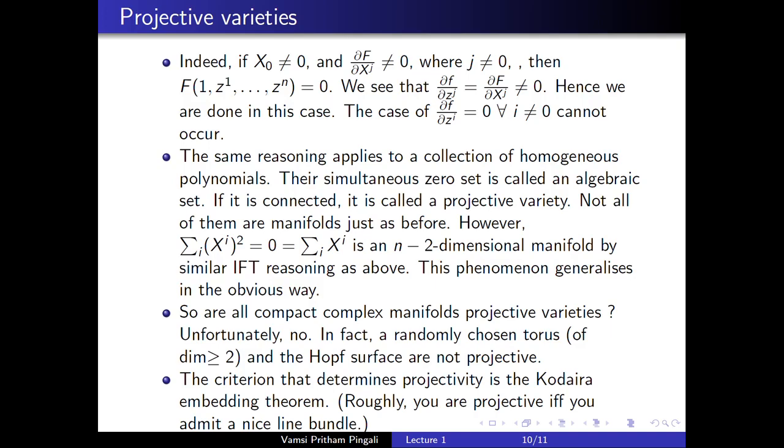And then we asked if that's the only way to produce compact complex manifolds. Unfortunately, that's not the case. The other two examples we generated, many of them are not going to be produced this way. And there is a criterion to decide when your manifold is like this.